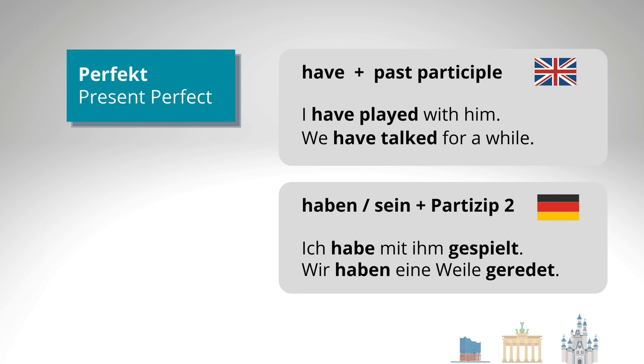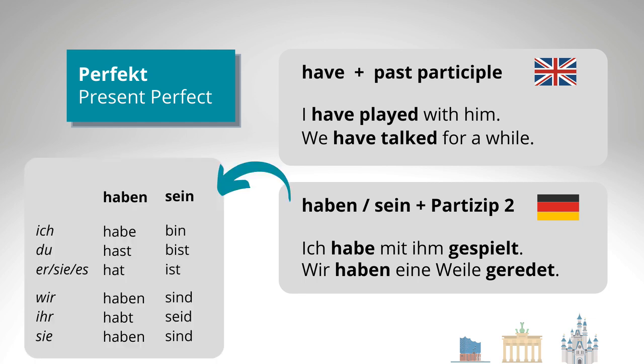And you will see that the German equivalent, the perfect, is not too far off from that. In German, we use the auxiliary verbs or Hilfsverben haben and sein, to have and to be. And then we add something that is called Partizip 2, our version of the past participle. The two sentences in German would be Ich habe mit ihm gespielt, I have played with him, and wir haben eine Weile geredet, we have talked for a while.